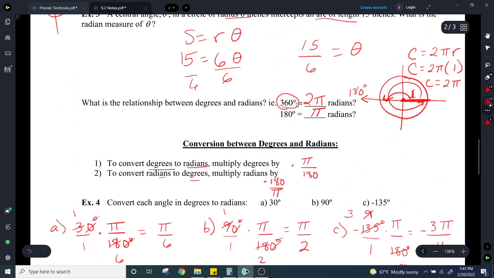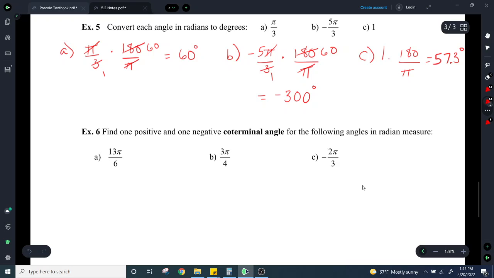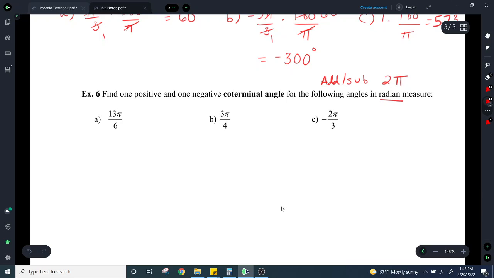So remember, 360 is equivalent to 2 pi radians. So we're going to use 2 pi instead. So make a note here that because we're dealing with radians, we're going to add or subtract, depending on what we need, 2 pi this time to get coterminal angles. So let's try the 13 pi over 6. Let's do an example. So here's where you're going to be really comfortable with adding and subtracting fractions because we're going to use them quite a bit in this section.